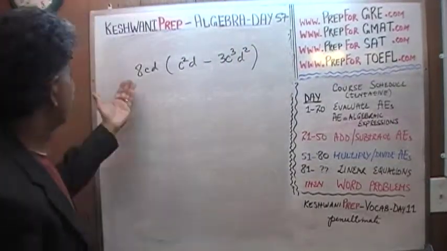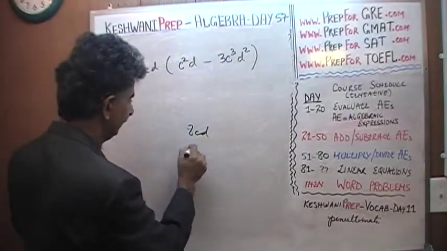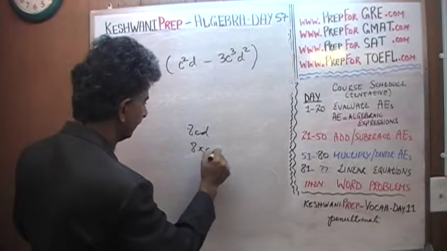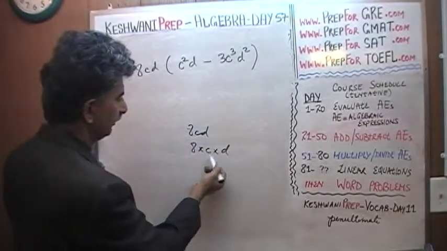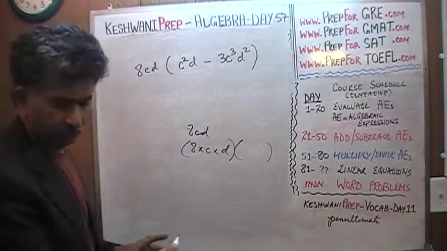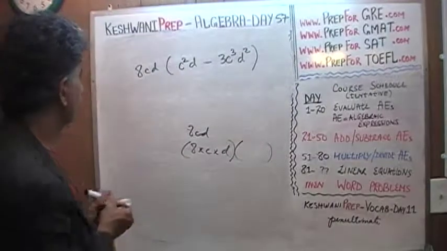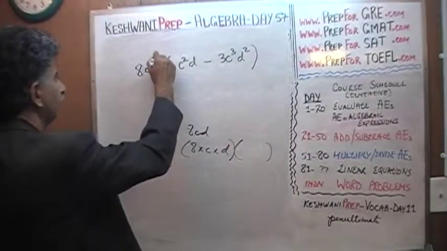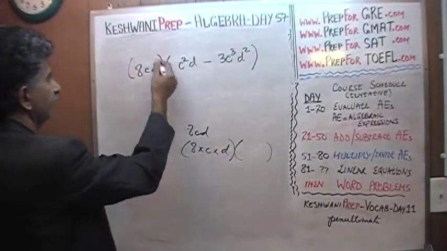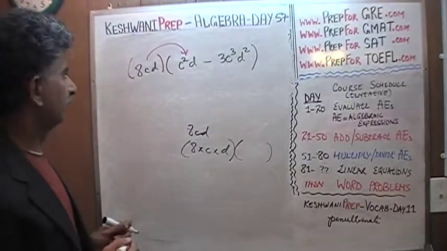Again, it's understood that this 8cd means 8 times c times d, and it is understood that this quantity is being multiplied by whatever follows. So again, if you wanted to put parentheses around it, if it makes it easier for you to see that this whole thing is being multiplied by this term, go ahead and put the parentheses around it. Nobody's going to say anything.